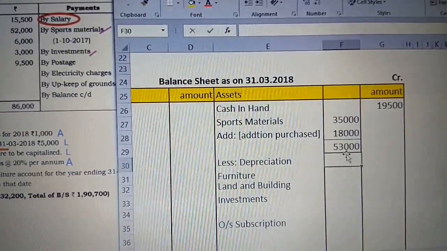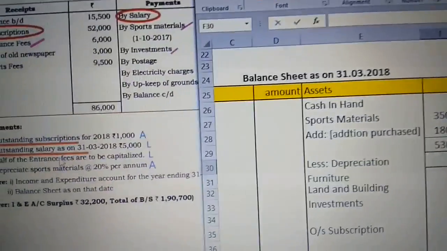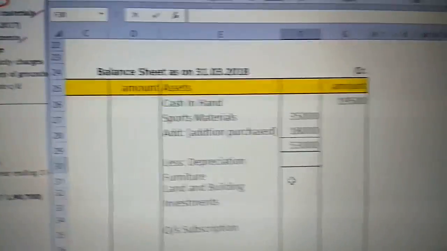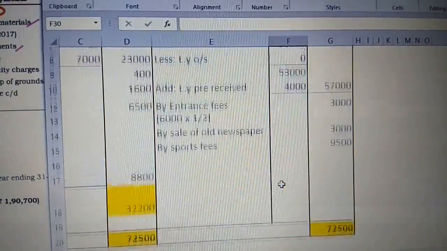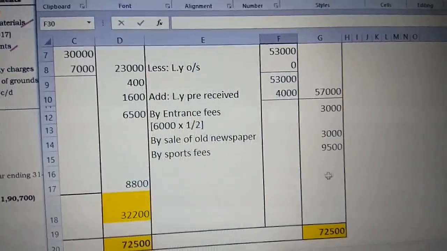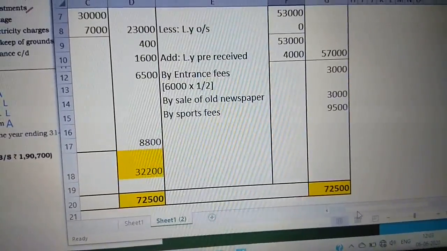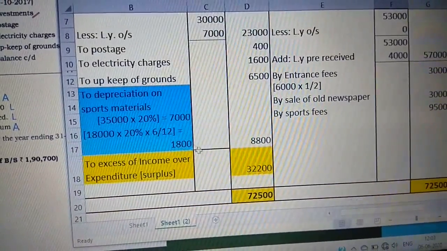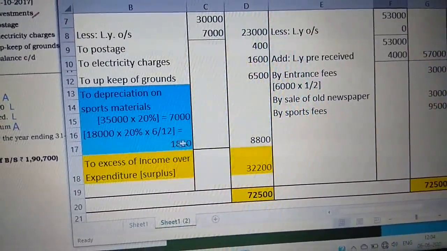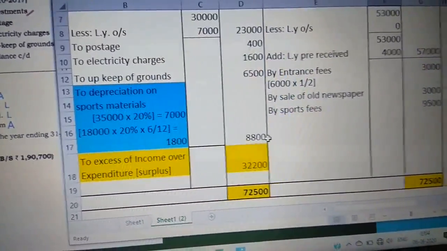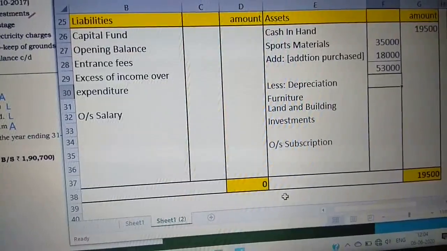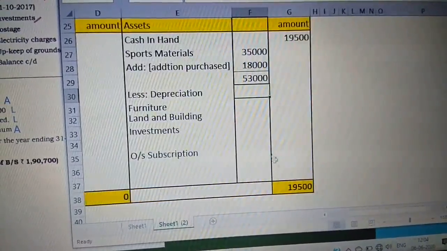Now for this 53,000 we have depreciation, right? We have depreciation calculated. Now how to take up the value? Just move on to yesterday's income and expenditure account, which is calculated. Could you all find the depreciation highlighted here? Calculated 8,800. This is what we are going to take now under the depreciation.